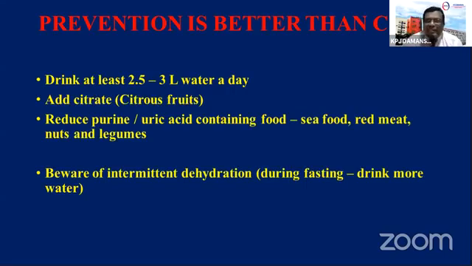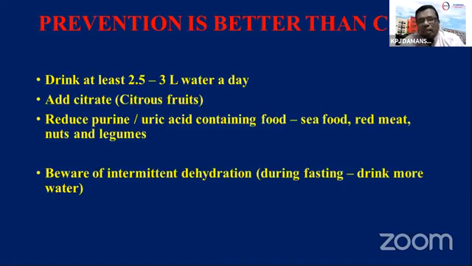Then you get dehydrated, the crystals aggregate and become bigger. Then you drink water later, it doesn't make any difference. Then slowly the smaller stone will get bigger, and eventually it forms the big stones. So you must always ensure that you're adequately hydrated all the while.